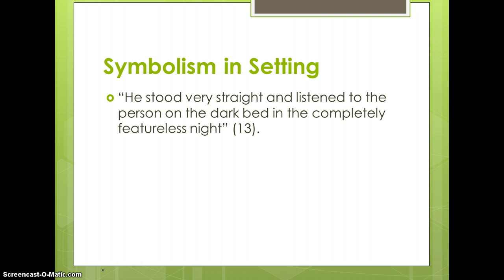Here I have a quote. "He stood very straight and listened to the person on the dark bed in the completely featureless night." Here you have Montag, right after he's met Clarisse for the first time, standing in his bedroom overlooking Mildred. And notice it says it's a featureless night. Okay, and it's also dark. So here we have this darkness in the night. And we have to ask ourselves, well, what does this mean? Why does it have to be so dark? Why does it have to be night? Why isn't he just seeing her in the daylight, passed out on the bed from a potential overdose?